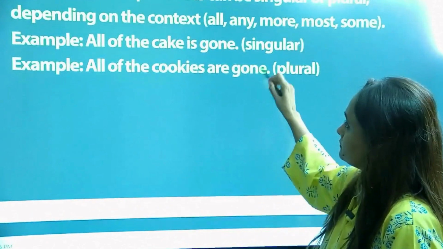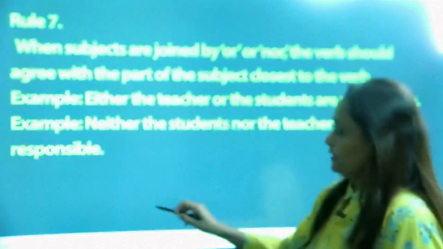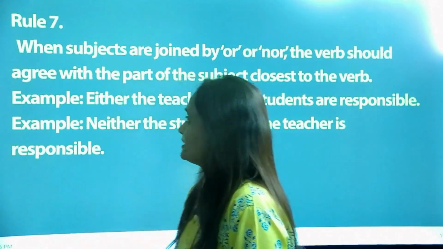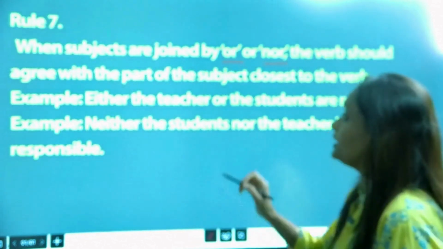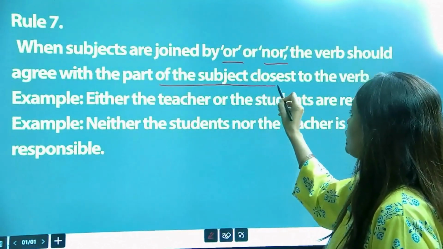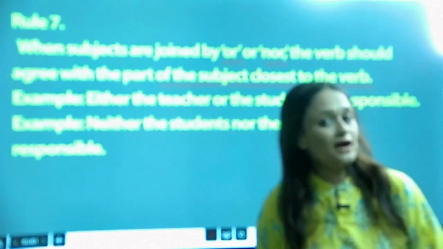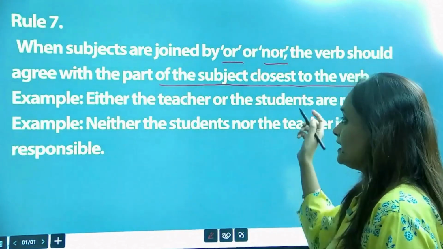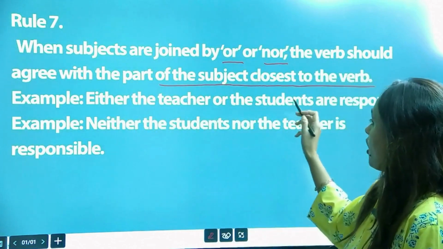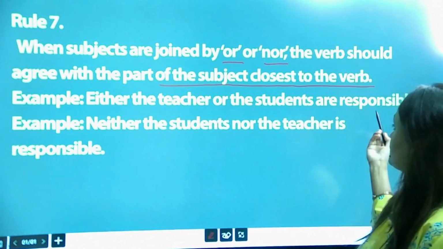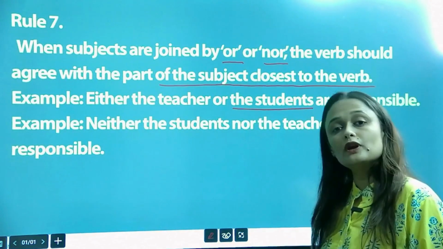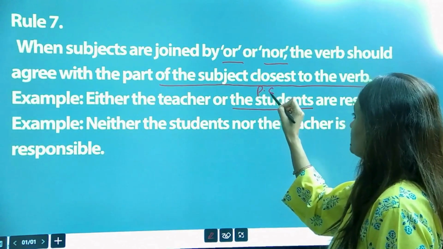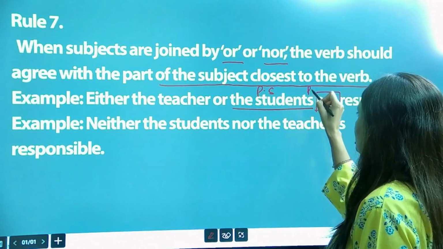Rule 7. Okay, so what does rule 7 say? When subjects are joined by or or nor, the verb should agree with the part of the subject closest to the verb. See how? Either the teacher or the students. So which subject is closer to the verb? Yes, the students. And the students is plural or singular? Yes, it's a plural subject, so a plural verb will be used here.